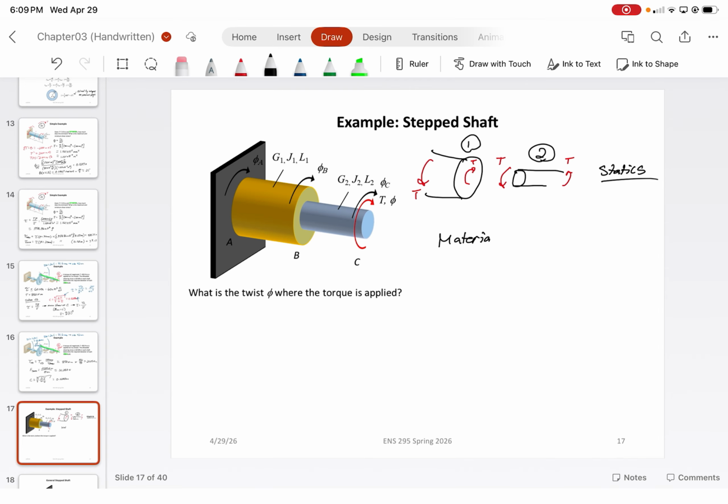For material behavior, we know that the deformation phi at B of rod AB minus the rotation at point A has to equal T times L1 over G1 J1. What does this mean? It's just the rotation at B for member AB, and conveniently phi A, guess what? That's 0 because that's a fixed end, right? So that's 0 because fixed.